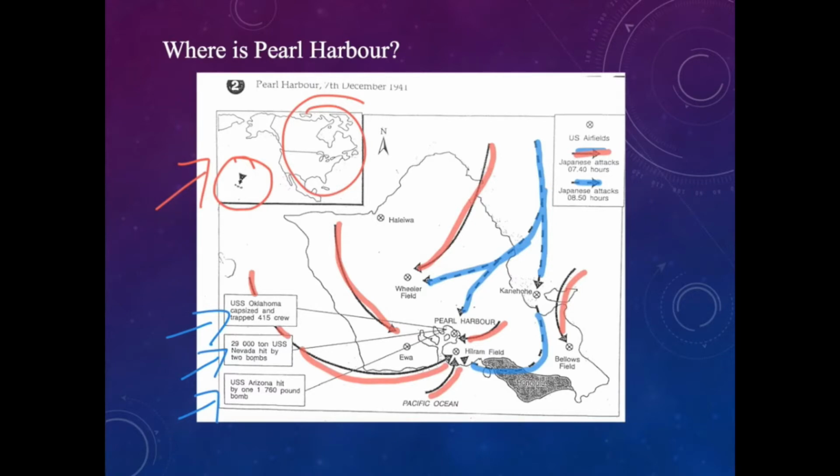You can see that there were US airfields here at Bellows Field, here at Hillram Field, one in Pearl Harbor itself, at Wheeler Field, at Ewa, Halewa, and Kaneho.